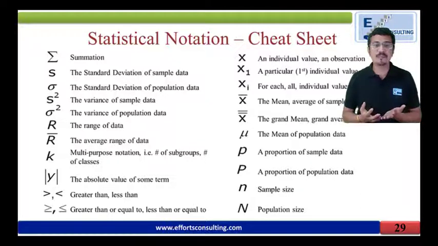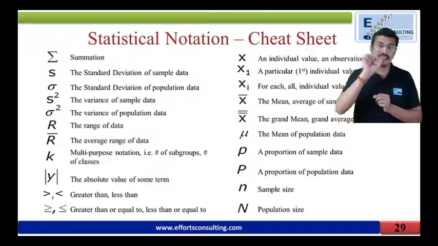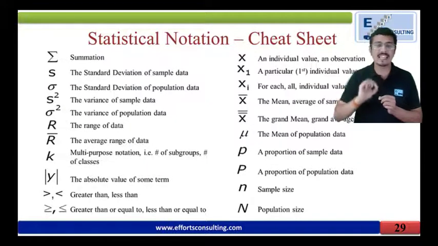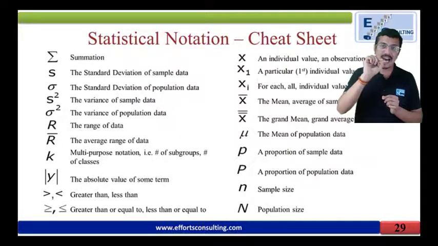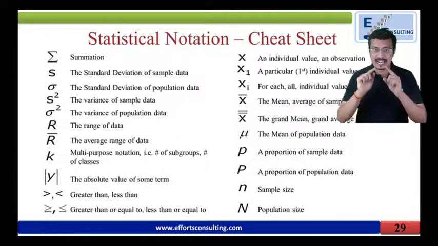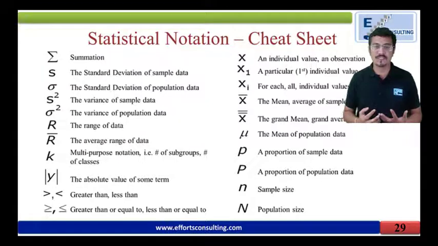Then R is for the range of the data. R bar is the average. Whenever you have X or R and a line striking over it, that means you have to take the average. Then K is the multi-purpose notation, let's say for subgroups or classes. Then you have the greater than, greater than or equal to, and less than or equal to signs to showcase the data.